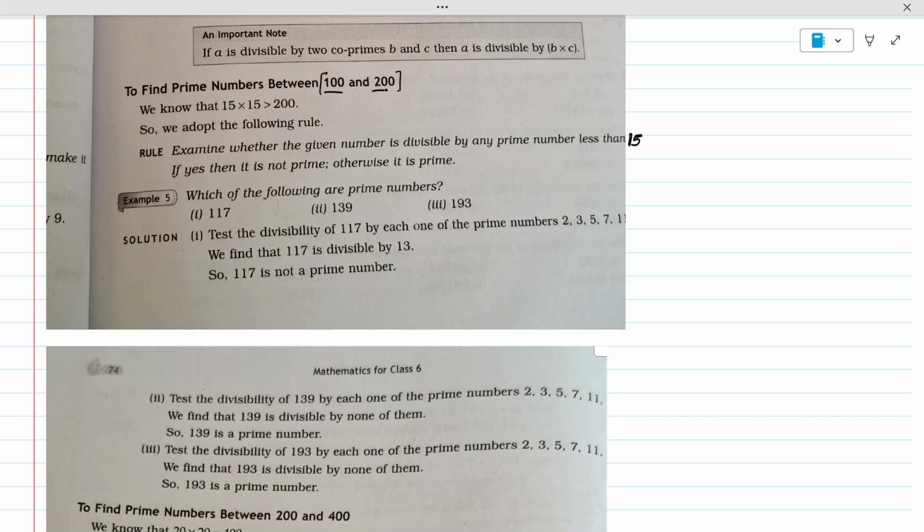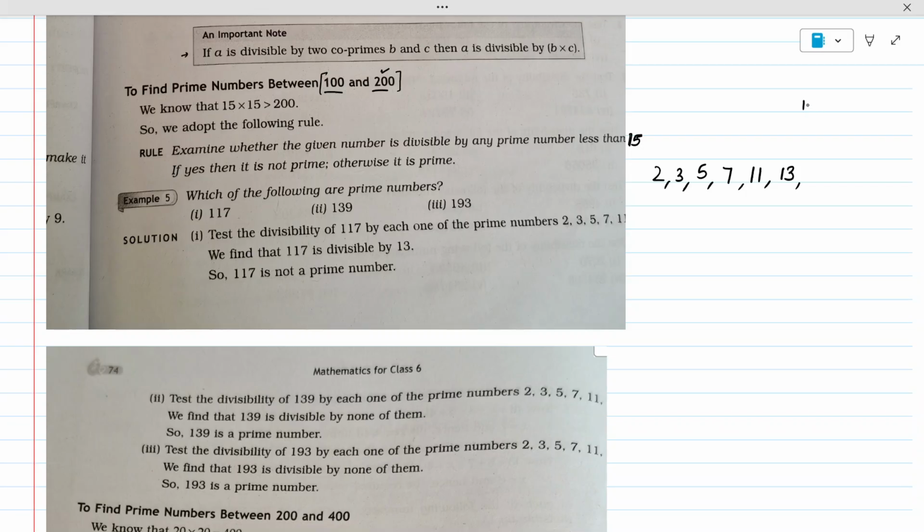So we are going to use the same logic, the same rule, that if a number is divisible by two co-primes, then it is divisible by their product also. That means we can check whether the numbers are divisible by prime numbers. The higher end is 200 here, right? So we can take the primes 2, 3, 5, 7, 11. After 11 we have 13, right?